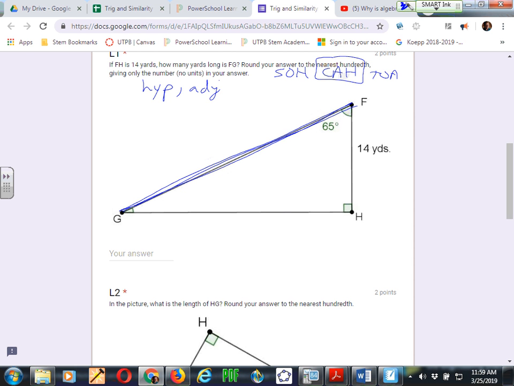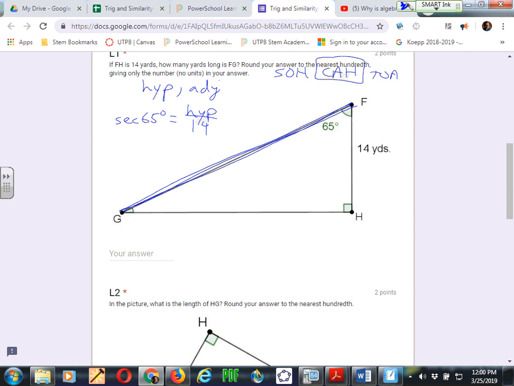Or I could take the reciprocal of cosine, which is the secant. So I could either look at using the idea that the secant of 65 degrees is equal to the hypotenuse divided by 14, and then I could try to solve that for the hypotenuse. Remember, I have to then be able to compute that secant function also, or that ratio. Or I could set it up with the cosine.